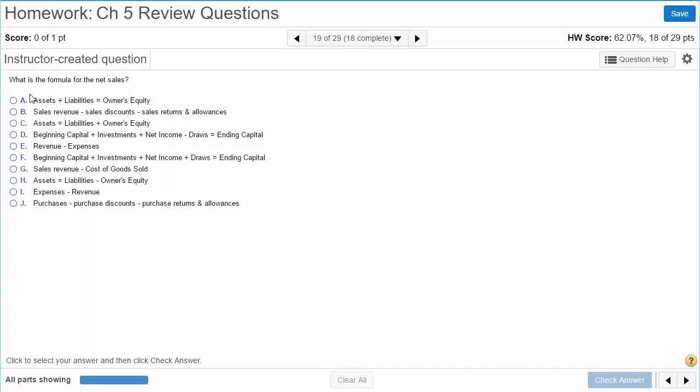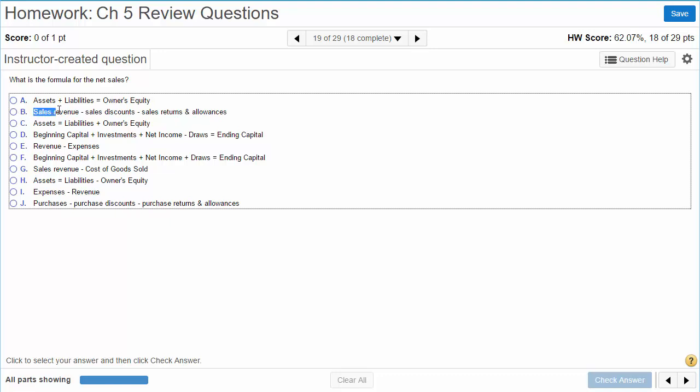What's the formula for net sales? Well, the net sales is our gross sales, so sales revenue, minus any discounts we've given to our customers for paying early, and minus any returns or allowances.